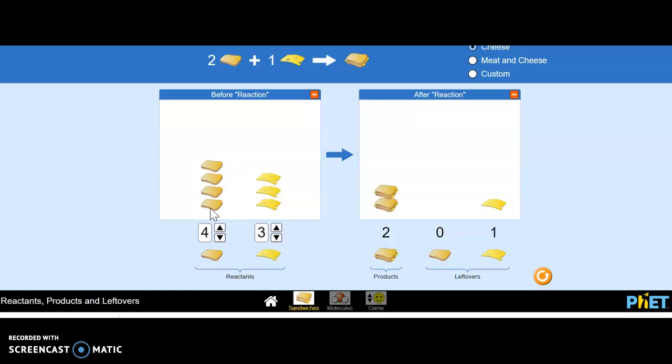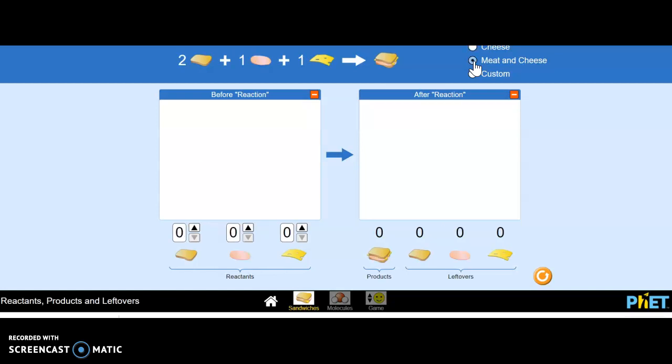Once we run out of bread, okay, 2 slices per sandwich, 2 sandwiches means 4 slices. Once we run out of the bread, then we can no longer have any more product, and our excess reactant is the cheese. We have 1 slice of cheese left. So that's just like part 1A in our worksheet for this lab. If we go to the meat and cheese, which is part C, 2 bread plus 1 meat plus 1 cheese equals 1 sandwich.